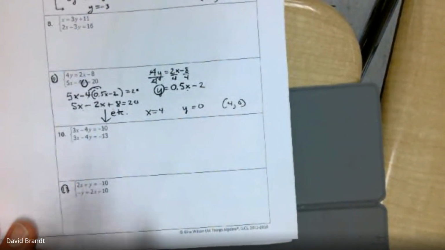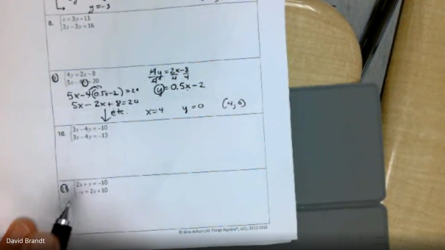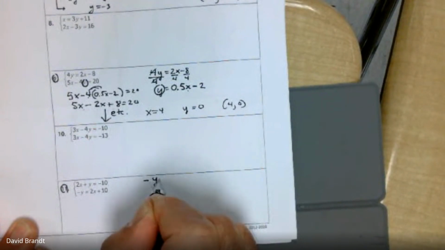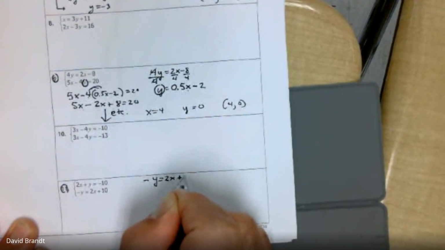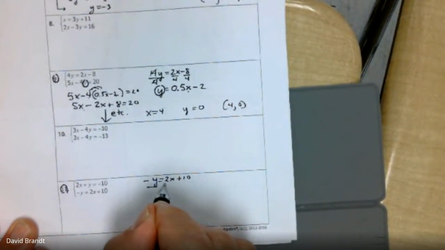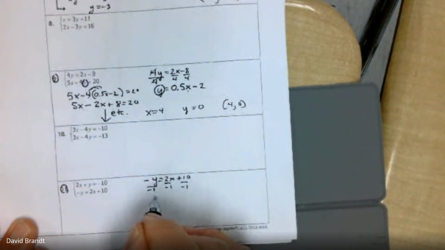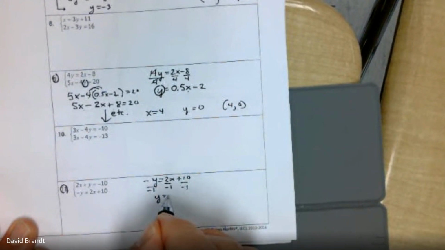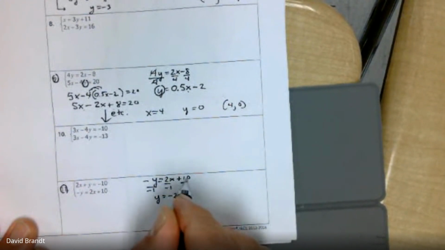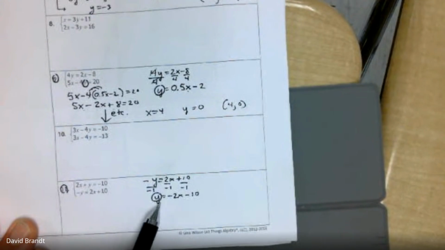Finally, the last one, number 11. I'm going to get this y by itself. This y is almost isolated, but why is that y not isolated? It still has a negative in front. You cannot have a negative in front. So how do you get rid of a negative? You divide everything by -1. y equals 2 divided by negative 1 is negative 2x. 10 divided by negative 1 is negative 10. Now this y is isolated.